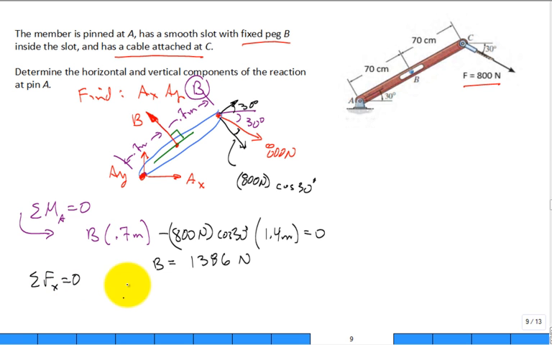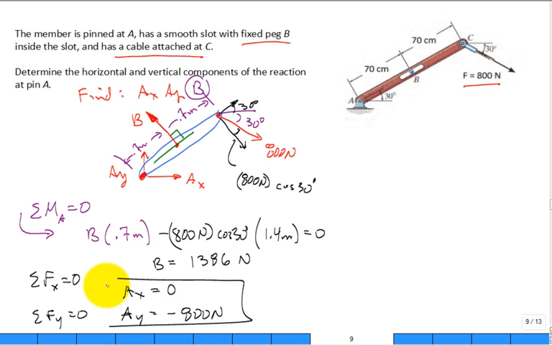Then you do the sum of the forces in X equal to 0, and you can solve for AX. Lo and behold, it comes out to 0. Sum of the forces in Y equal to 0, and it comes out AY is negative 800 Newton. Those are the 2 things we were asked to solve for.